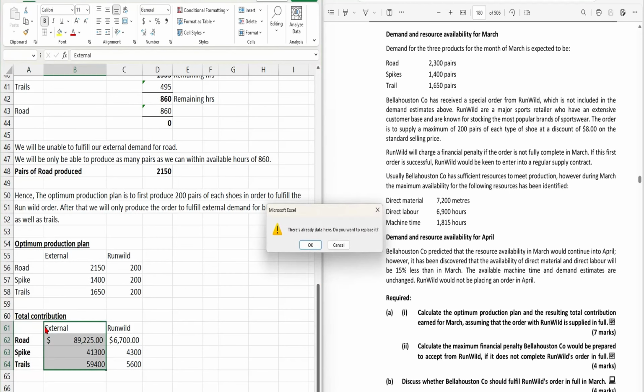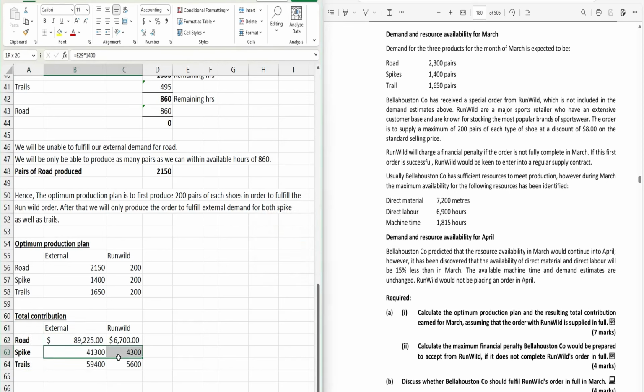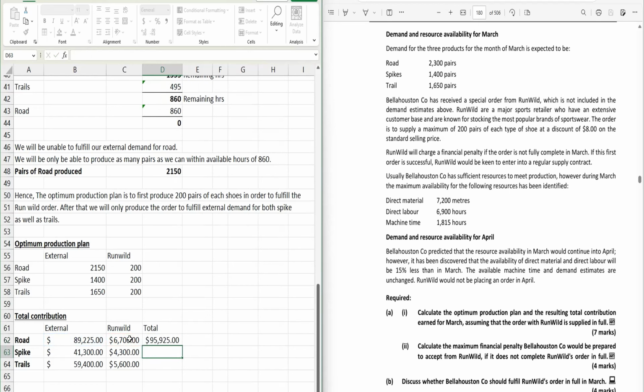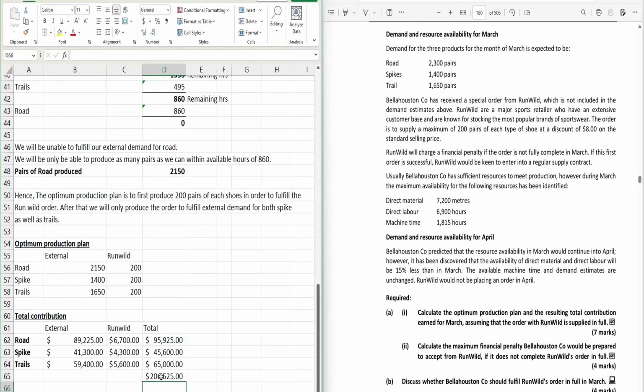Okay, so now let's calculate the total value. Yeah, so in total, this is the total contribution that we have earned from this optimum production plan.